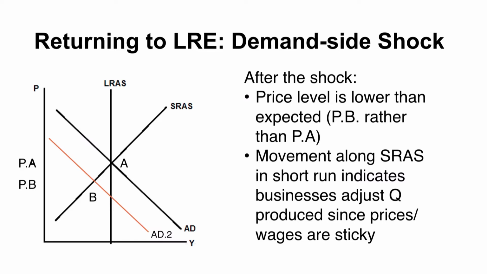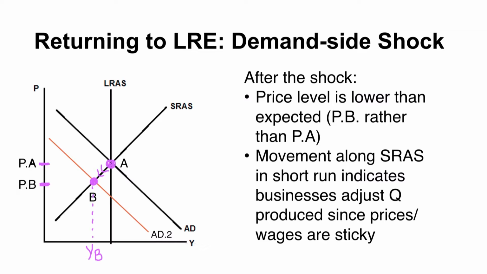Here we have a demand-side shock. We're moving from the long-run equilibrium to the short-run equilibrium. When businesses make their decisions, they anticipate or expect the price level to be at PA. In the short run, though, after the demand-side shock, they observe that the actual price level, PB, is lower than the expected price level. So, since we have sticky wages and sticky prices in the economy, what we observe then is that we have an adjustment in the short-run aggregate supply as a movement along the short-run aggregate supply, or an adjustment in production by the firms to YB.